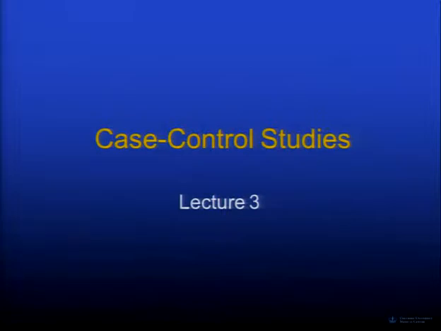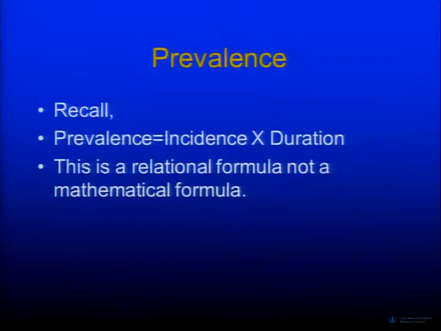Okay, so today we're going to cover case control studies. And so I just want to go back and cover two things from last week. So remember we talked about prevalence, we talked about incidence, and just remember that prevalence is equal to incidence times duration. And as I said during lecture last week, this is a relational formula, not a mathematical formula. I don't expect you to say 20 equals 4 times 100, or 20 times 4 equals 100. It's not like that. It's more if you have prevalence increasing, one of the others, incidence or duration, has to be increasing. So to understand how they relate to each other, if you have incidence going up and duration is staying the same, then prevalence has to go up. So that's what I want you to understand about that formula.